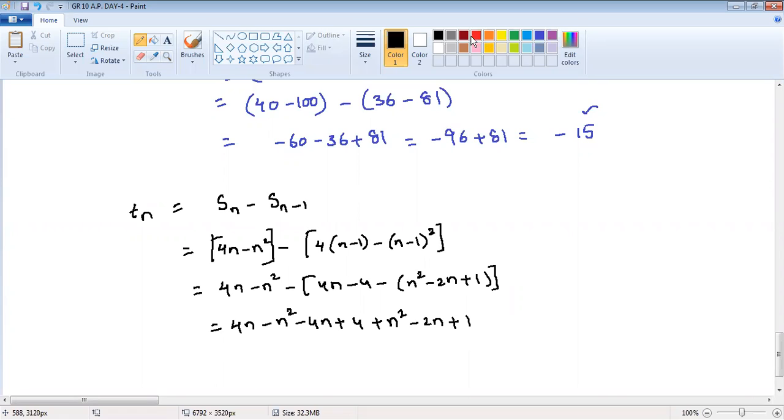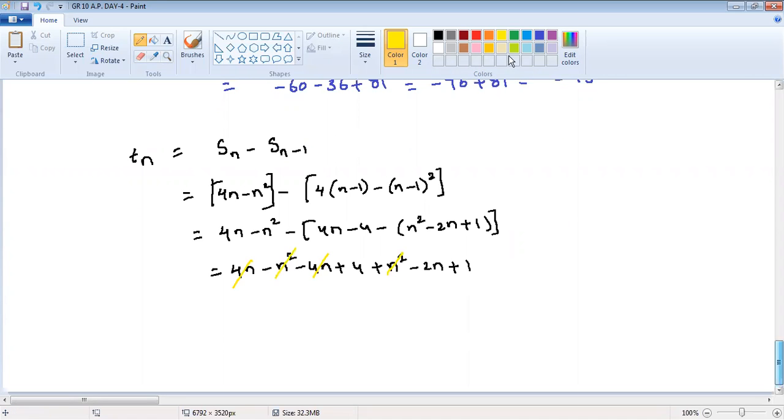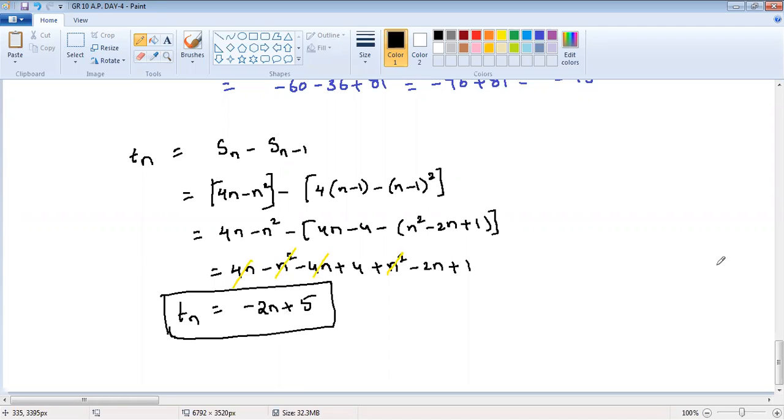So what could be cancelled? Please cancel it: 4n and 4n, then n square and n square. Anything else? No, sir. Then what is the answer? Minus 2n plus 5. So the Tn value is minus 2n plus 5. This is the nth term.